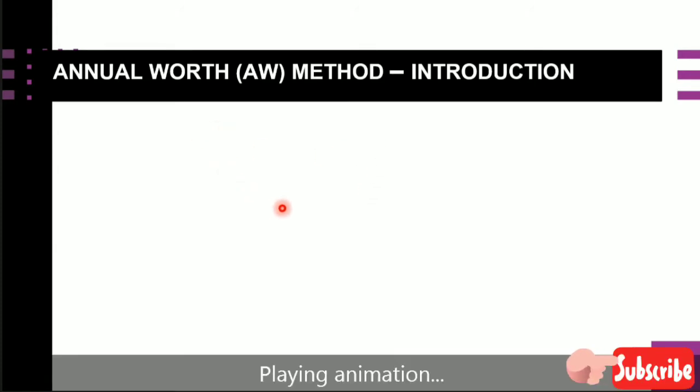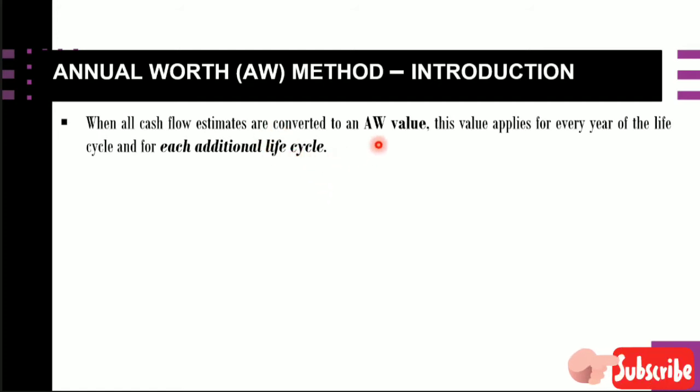So when all cash flow estimates are converted to an annual worth value, this value applies for every year of the life cycle and for each additional life cycle. Take note, converted to this annual worth value, so this value applies for every year of the life cycle. You will better understand this later in our problem. For each additional life cycle, if we are considering alternatives with different lives, you can have an additional life cycle, because your proposals have different lives, so that is why you may opt for this additional life cycle later in our problem.